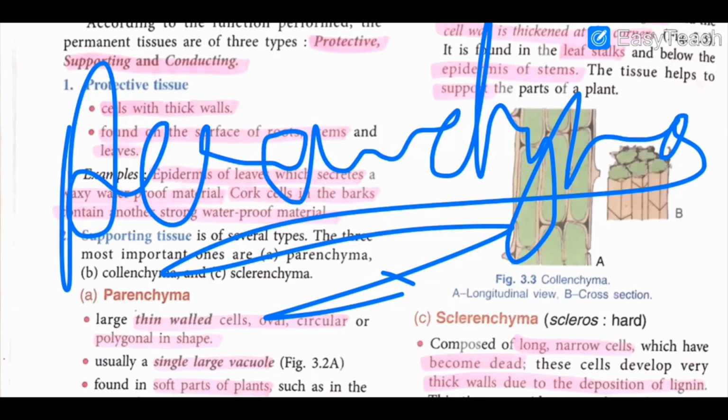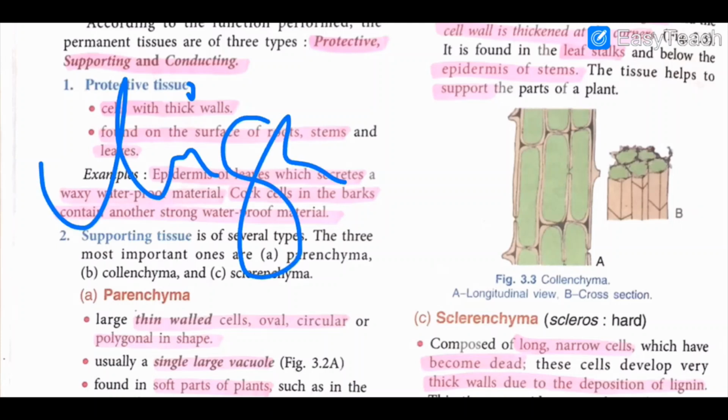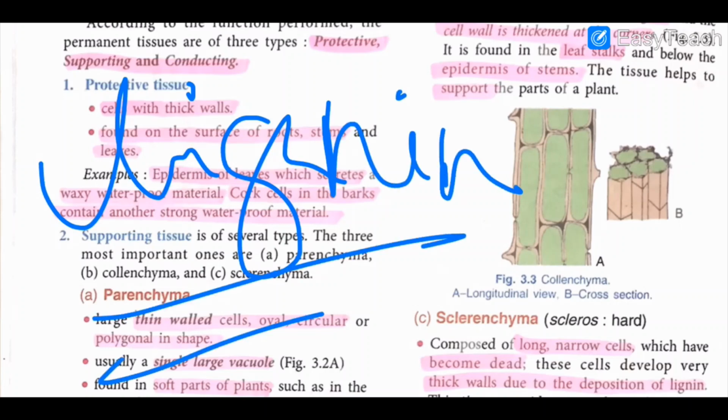It is found in the leaf stalks, etc. Then we have the Sclerenchyma, which are composed of long, narrow cells which have become dead. Now, Sclerenchyma has thick walls, but it is due to the deposition of lignin. Now when you see lignin, we all know that lignin is a non-living substance. Therefore Sclerenchyma also becomes a non-living substance. Sclerenchyma is a dead cell. It is composed of long narrow cells which have become dead.